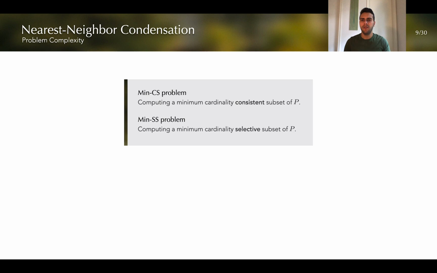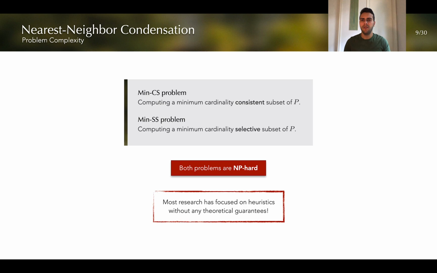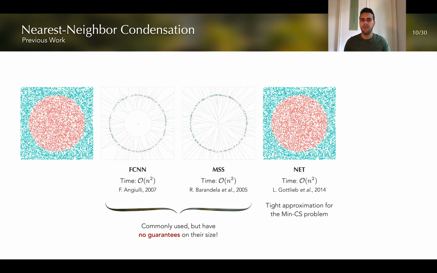We can obviously define the corresponding optimization problems for finding minimum cardinality consistent and selective subsets, and both problems are known to be NP-hard. And additionally, most of the research has focused on proposing heuristics without any theoretical guarantees.